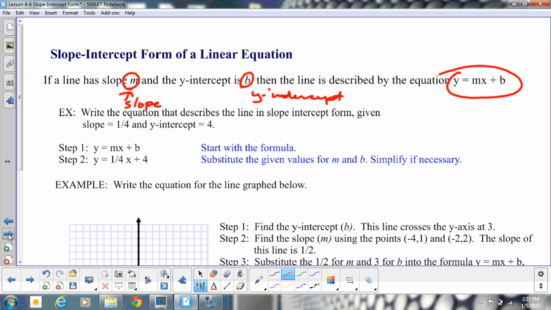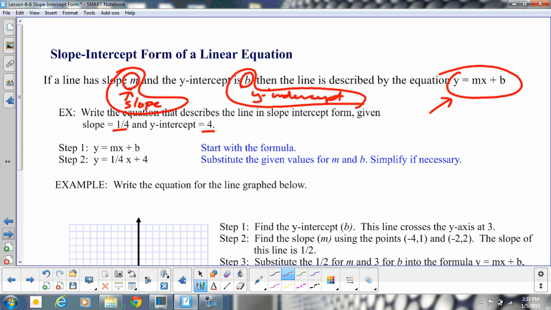So when you're jotting down your notes, make sure that you copy this formula, y equals mx plus b. Make sure that you write that b is your y-intercept and m is your slope. So now here's our problem. Write the equation that describes the line in slope-intercept form given a slope of 1/4 and a y-intercept of 4. That's all you have to do.